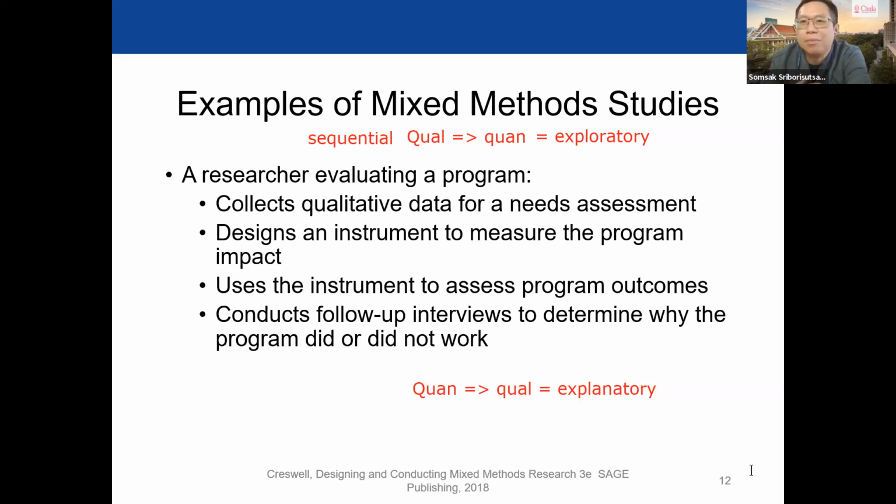Why, right? You want to know why students who are lazy got a good grade. You want to explain why the lazy students got a very high GPAX, a very high score. You need to understand exactly what really happened to them. So maybe you survey 200 students, right? But you pick only 20 students who are lazy. Sorry, that's a silly example. But you pick 20 students who are lazy and let them explain what really happened to their learning style or study habits. And you say this is explanatory.